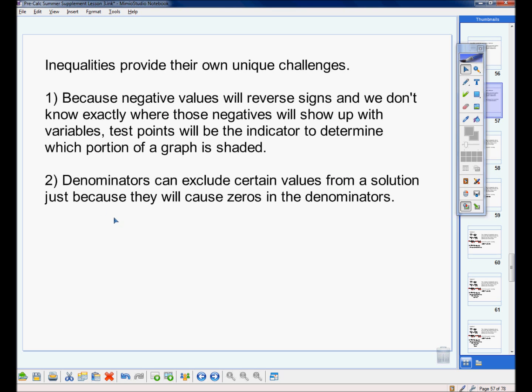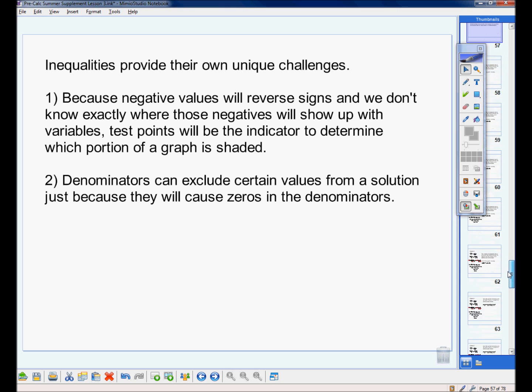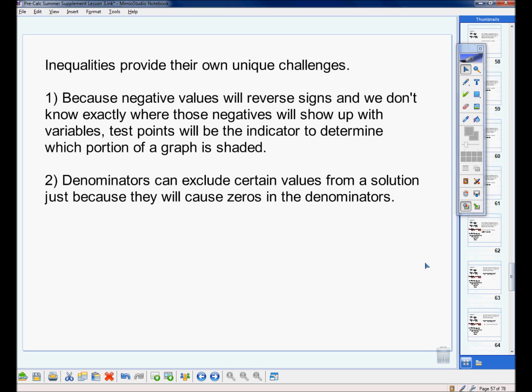Denominators also can exclude certain values from a solution. Remember when we looked at your equation, sometimes a denominator came up to be 0, and that does provide a problem. You can't have a 0 in the denominator, so once again you will end up with some exclusions or some holes in your graphs because of the zeros that could possibly come up.